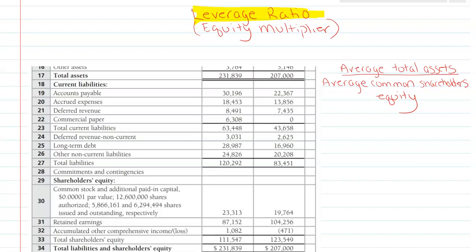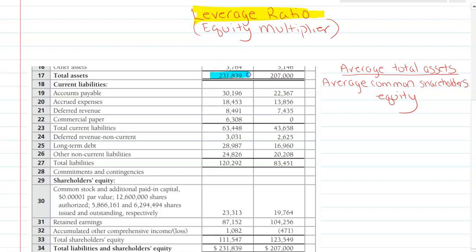In this video, we're going to calculate the leverage ratio, which is also known as the equity multiplier. So we'll start out by taking our average total assets and then dividing that by our average common shareholders' equity. So to get our average total assets, I'm going to take my total assets.